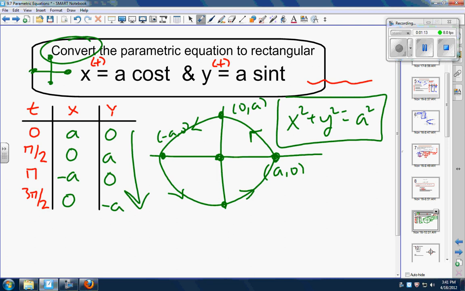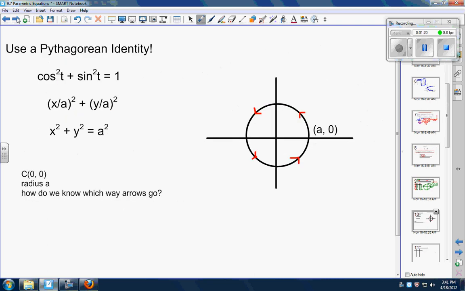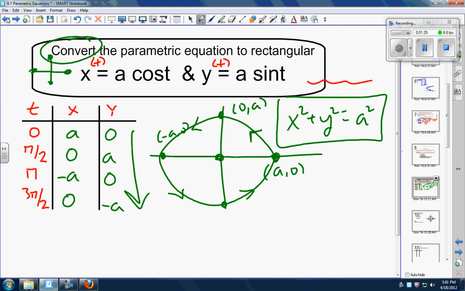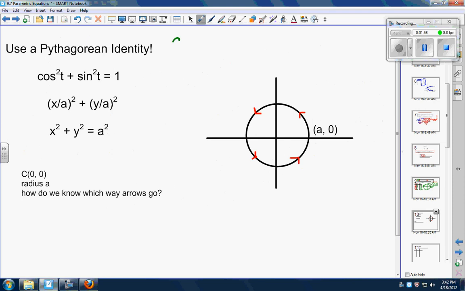Now, let's say it's more complicated, you're having trouble plugging the t's in, whatever. There's got to be a different way to do that. Here's what you would do. Last time we said to solve for the t, but you certainly don't want to be dealing with inverses for these. So what I would do is say cosine of t is the same thing as x over a. Sine of t is the same thing as y over a.